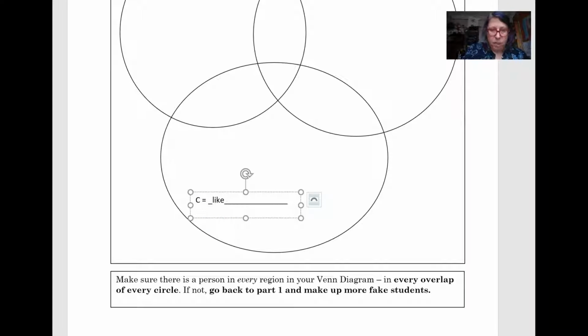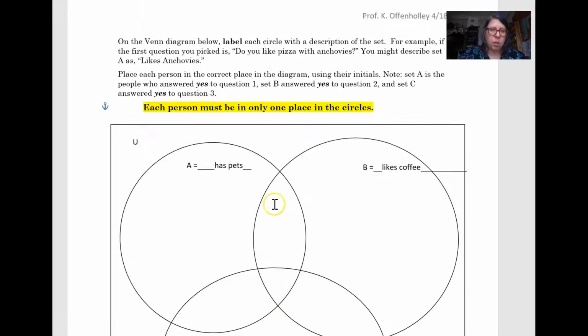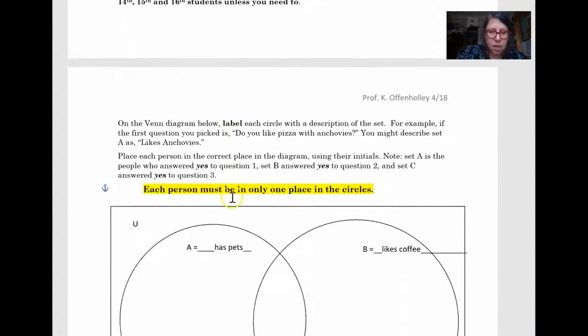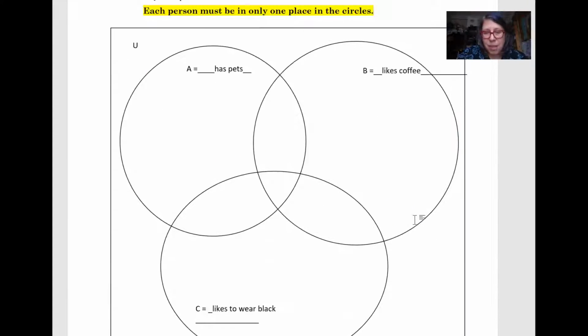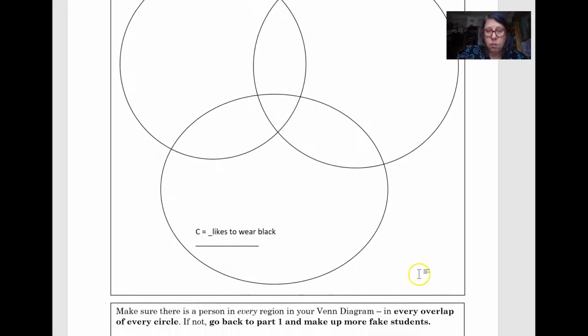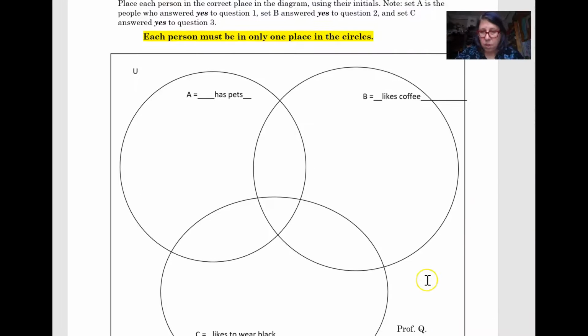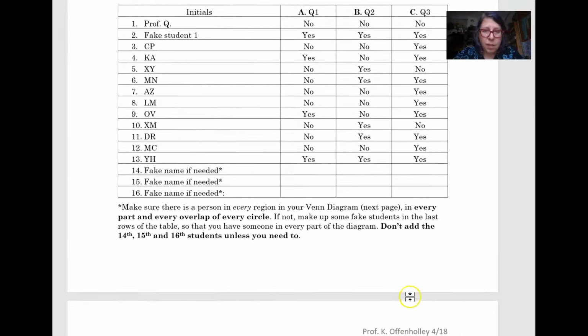And remember, you can be typing this in, but you can also write it by hand. I don't care. Likes to wear black. And now what you do is you start putting the people in. So our first person was Professor Q, who said no to everything. So that means that Professor Q does not have pets, does not like coffee, and does not like to wear black. So I'm going to put them on the outside of all the circles. So there's Professor Q, outside of all 3 things.